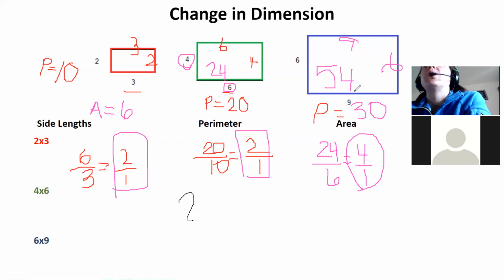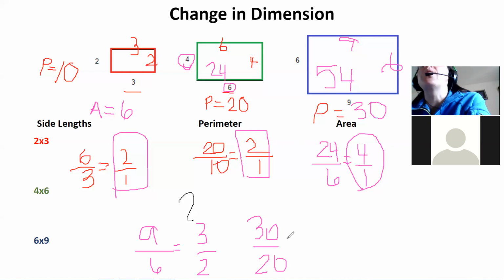3/2. Oh, okay, yeah, we didn't compare the side lengths. So if I compared the side lengths of this one, I could even compare between the blue rectangle and then the green rectangle. If I compared those side lengths, I would get 9 to 6, which actually has a little bit different scale factor. If I divided by 3, I'd get 3/2. Now I can compare the perimeters. Works out the same way. 30/20, which is also 3/2.